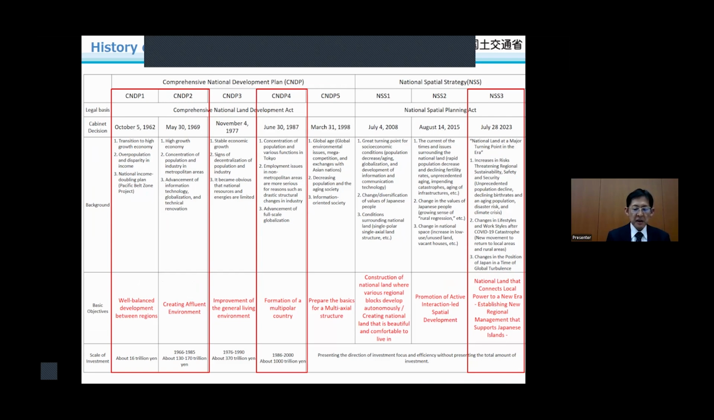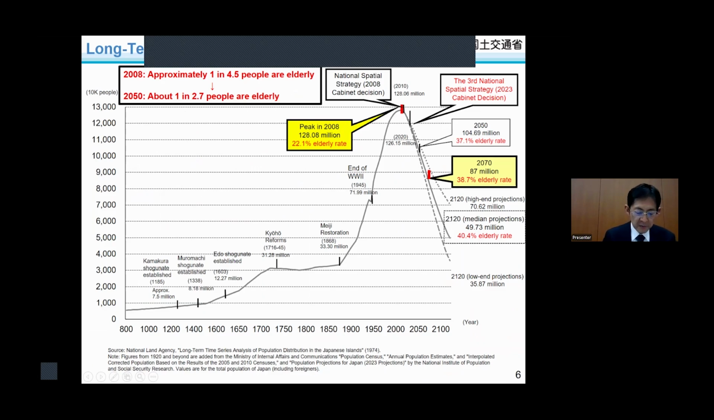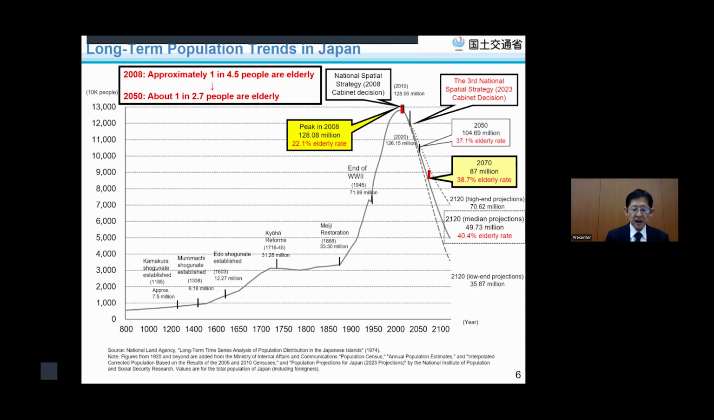Japan has had 8 rounds of national land planning. Today, what I will explain is the area that you see in red. As for the Japanese population, 150 years ago we had the Meiji Restoration, and until that time, we only had about 30 million people. But over the last 150 years, our population grew tremendously, and we peaked in 2008 at 128 million people. Moving forward, we will be seeing a substantive decline in our population.